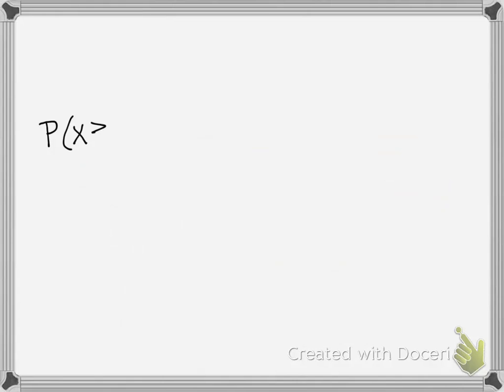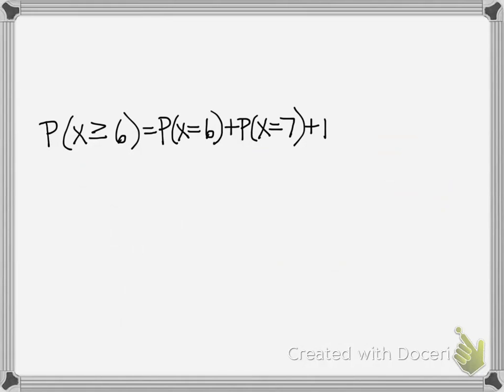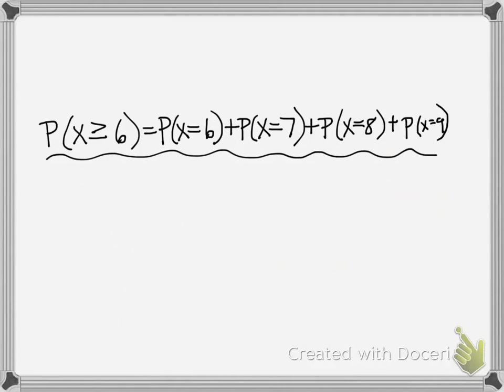So the probability of at least 6 wolves means I have to find the probability of exactly 6, and then add that to the probability of getting exactly 7, and then add that to the probability of exactly 8, and then add that to the probability of getting exactly 9 wolves. So I'm going to do them all in separate lines, and then we'll add them all together.